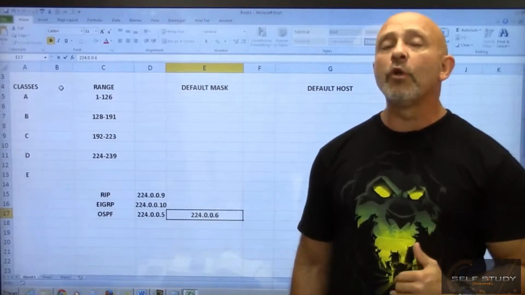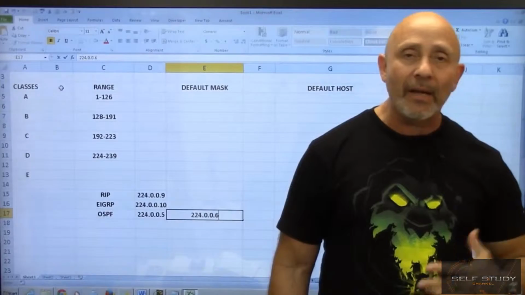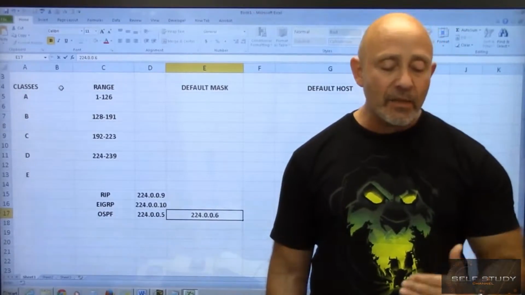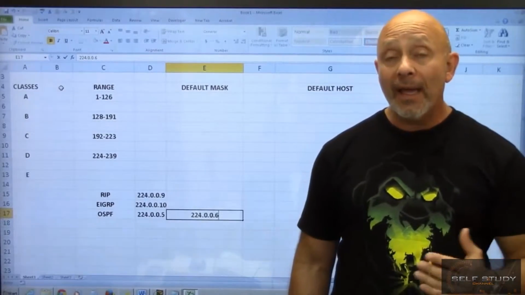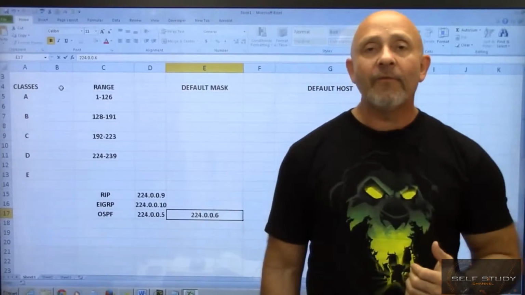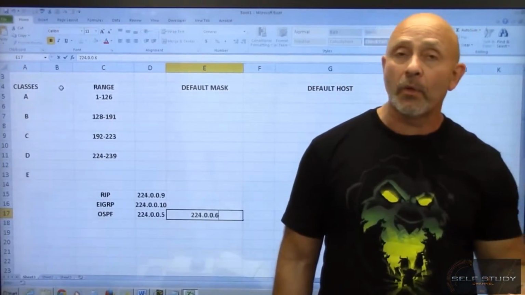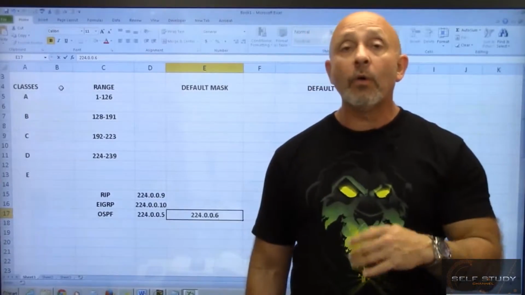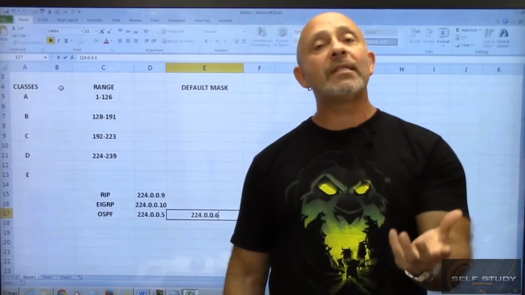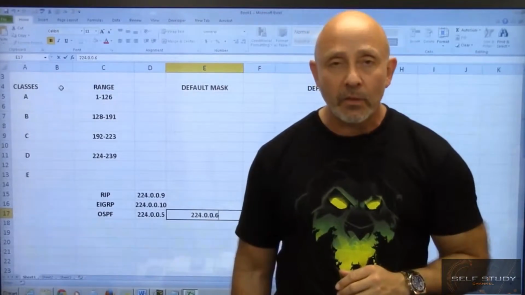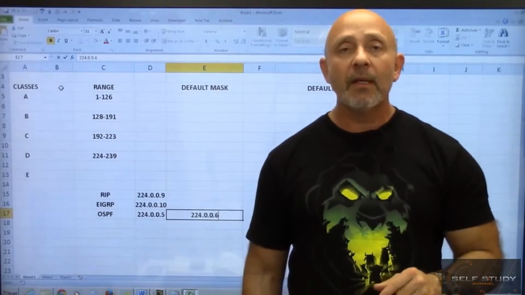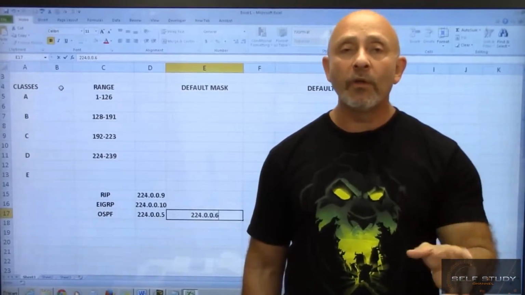So if you were to do a debug IP RIP, debug IP EIGRP, or debug IP OSPF, you would see these updates being sent back and forth. This is a troubleshooting technique that you would use. If you're not receiving information from a dynamic routing protocol, you would do a debug IP for whatever routing protocol you're using, and you would see if you're getting these updates or not. You would see these particular multicast addresses that are specifically for these routing protocols.